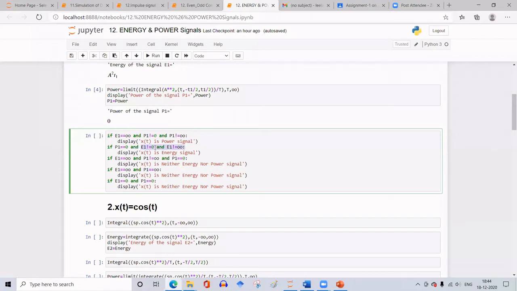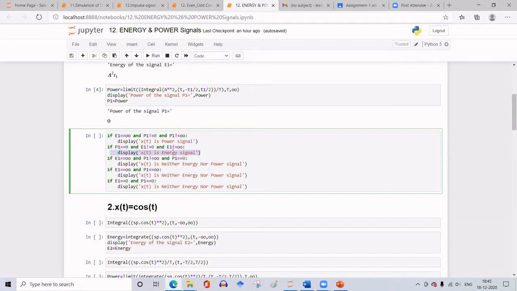So if E1 is not equal to 0 and E1 is not equal to infinity, then it indicates that energy is finite. And if P1 is equal to 0, then it satisfies this whole condition, and then it is going to be an energy signal. Then it executes this second line when this is true. What is the result of executing this? It displays x of t is an energy signal. Followed? And then it comes out of this loop.